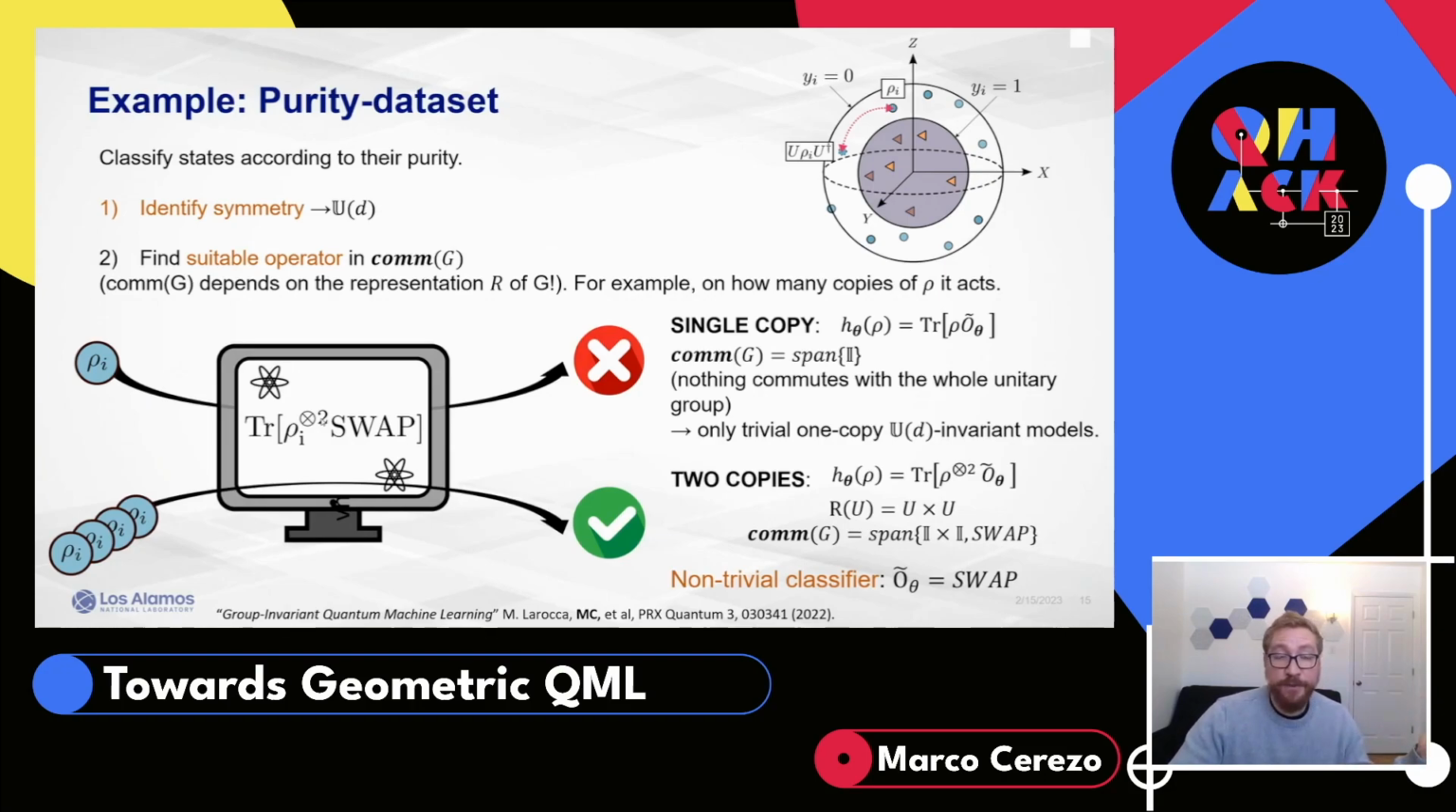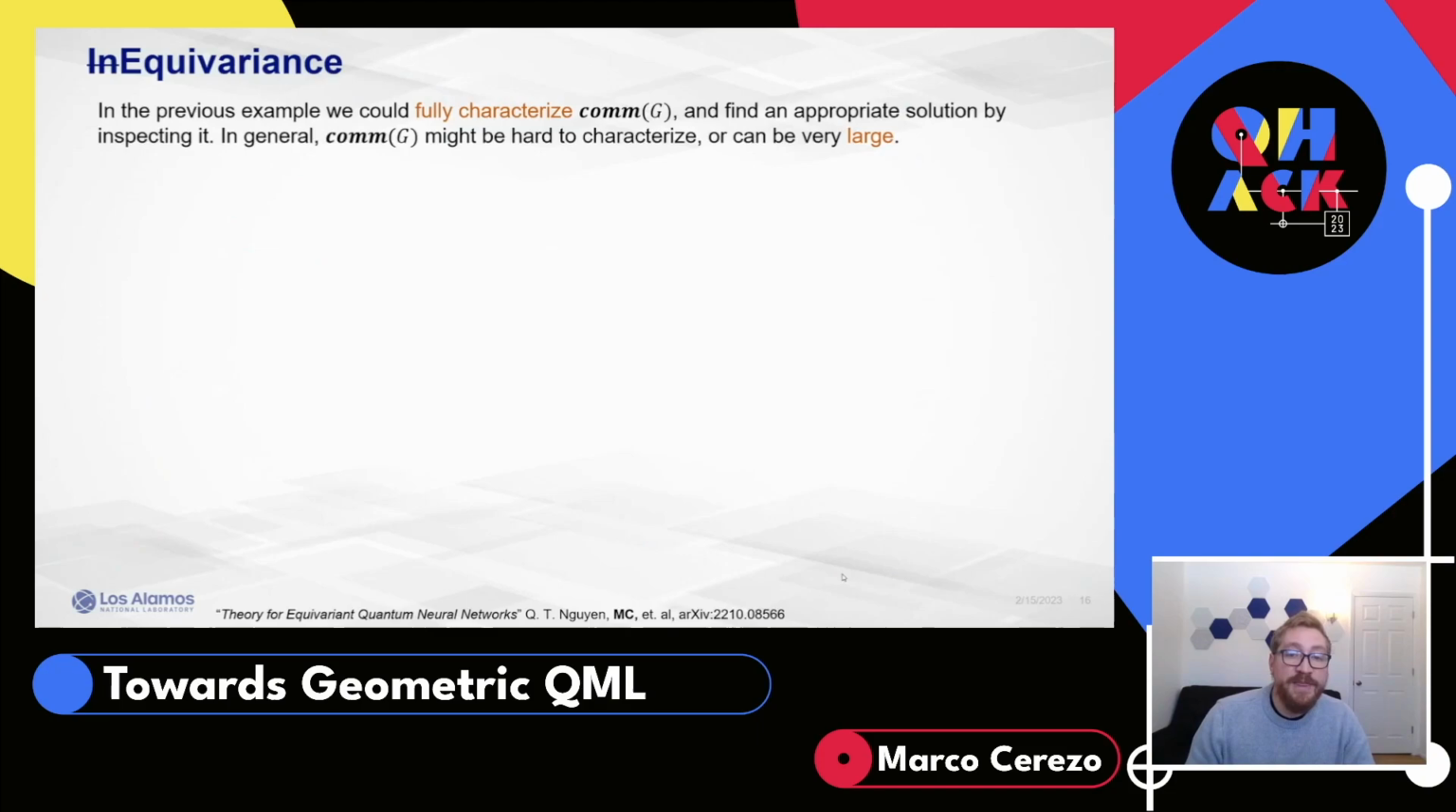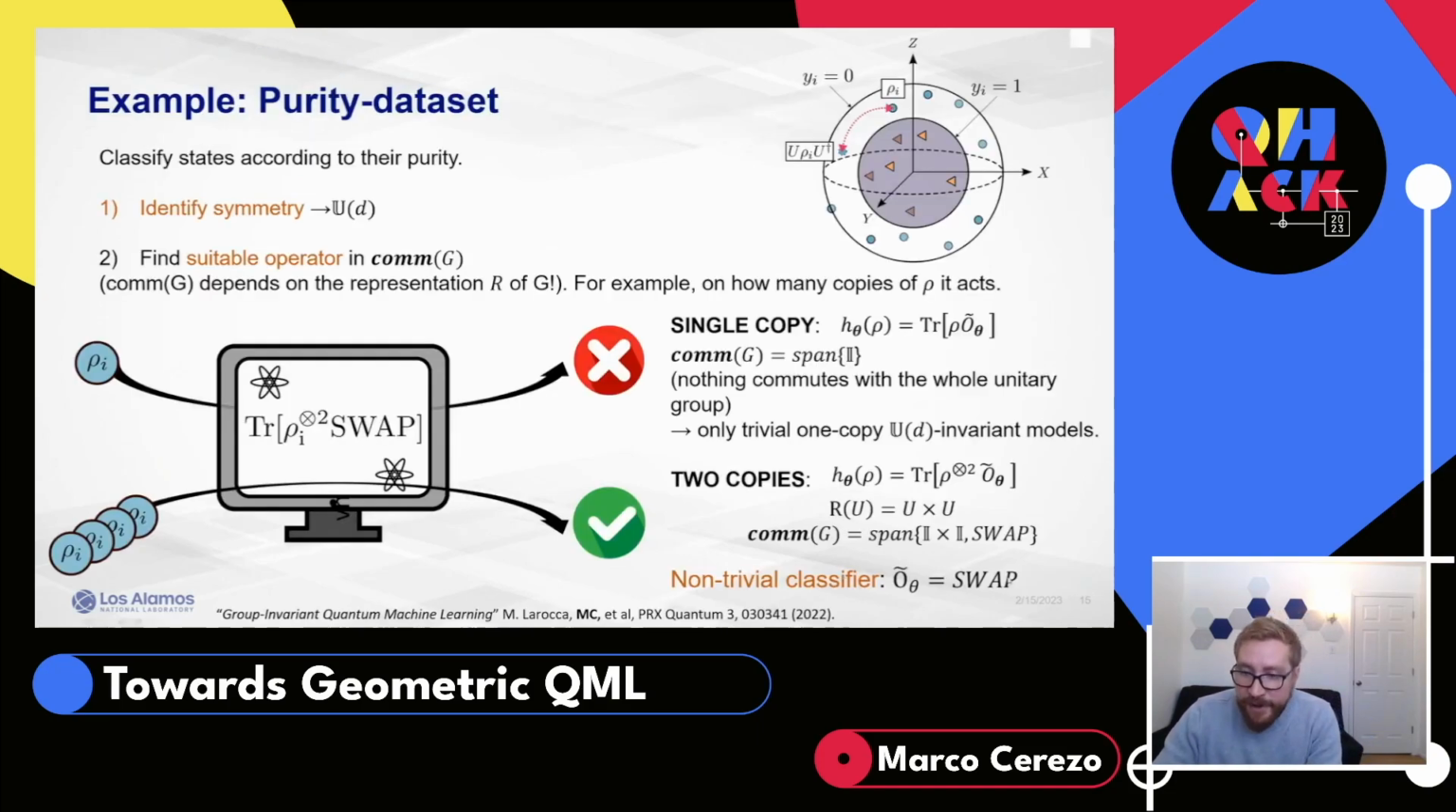And that's actually the purity. So we found a non-trivial classifier just from purely considering symmetry conditions, right? But now the problem here is that we were able to just directly inspect identity and swap and say, oh, if we pick swap, then we get the trace of rho squared, and this solves the purity classification problem.